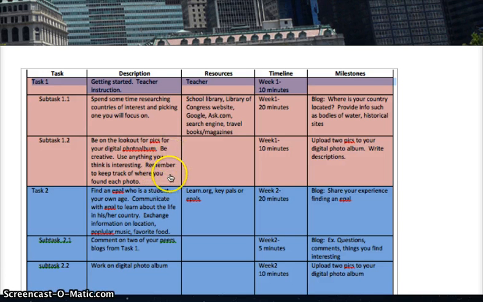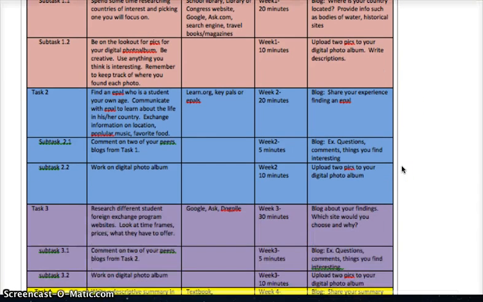Of course, you probably need to remind them to be appropriate. And we want them to keep track of where they found each photo. They would upload these 2 pics to their digital photo album and write descriptions or captions of what we are looking at. Task 2 would be for week 2 as well.